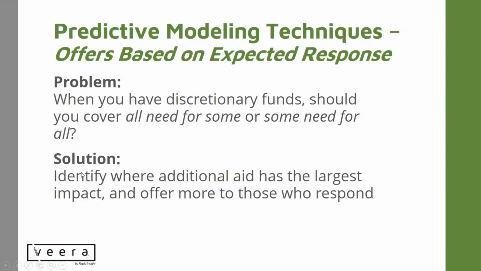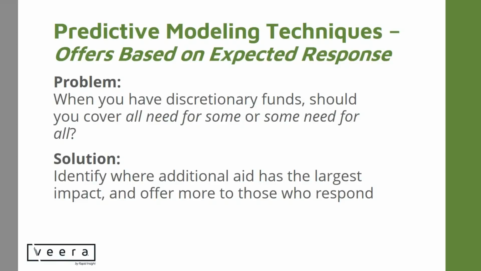And the solution that they had come across, and I think that this one did end up coming through the support side, and so we helped out a little bit, was a plan to identify where that additional aid money was having the largest impact, which you can actually figure out through predictive modeling.